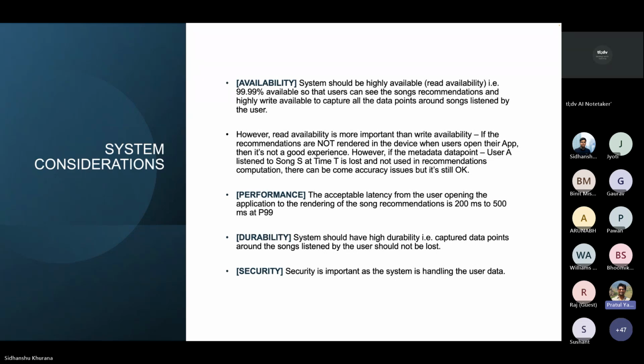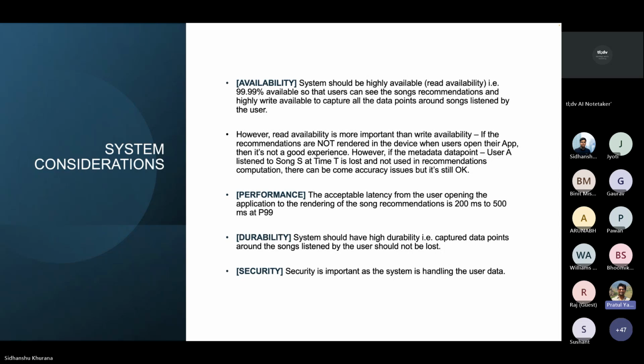Now, one of the critical demarcations here is that there could be two kinds of availabilities that we can be talking about. One is read availability and the other is write availability. Then we can also make a distinction that read availability is more important here. How? Let's say you are opening your streaming app. The recommendation should happen right then and there, right? We cannot compromise on that kind of availability.